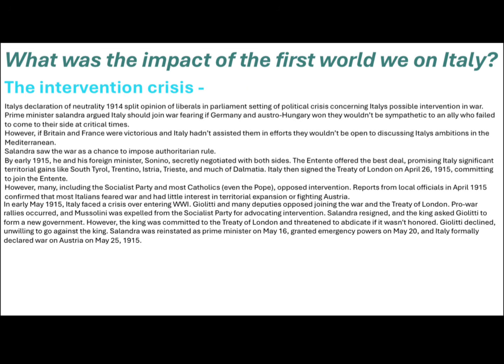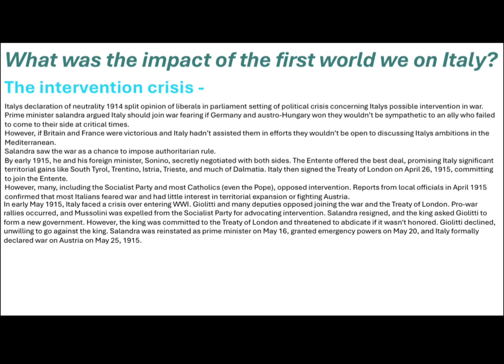Salandra saw war as a chance to impose authoritarian rule. By 1915, he and his foreign minister, Sonnino, secretly negotiated with both sides. The Entente offered the best deal, promising Italy significant territorial gains like South Tyrol, Trentino, Istria and Trieste, and much of Dalmatia. Italy then signed the Treaty of London in April 1915, committing to join the Entente.